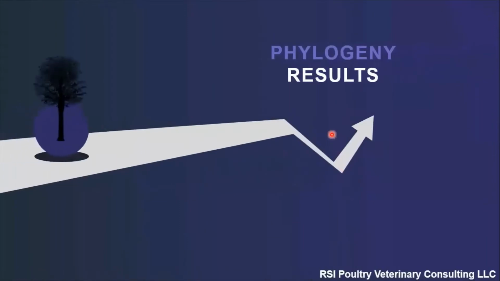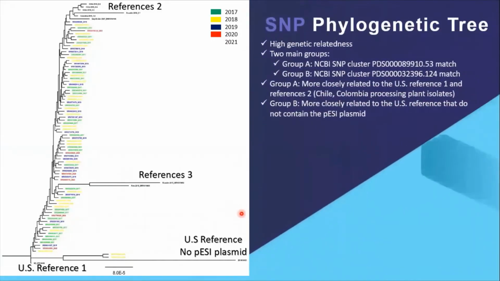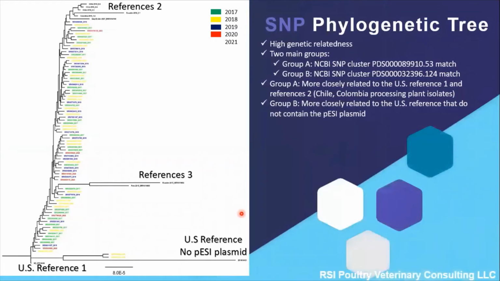Phylogeny results. This is the single nucleotide polymorphism phylogenetic tree. The chromosome of the Salmonella isolates from comminuted chicken, represented here color coded based on the year of isolation, were compared towards the US reference strain from 2015, represented here as the US reference 1.